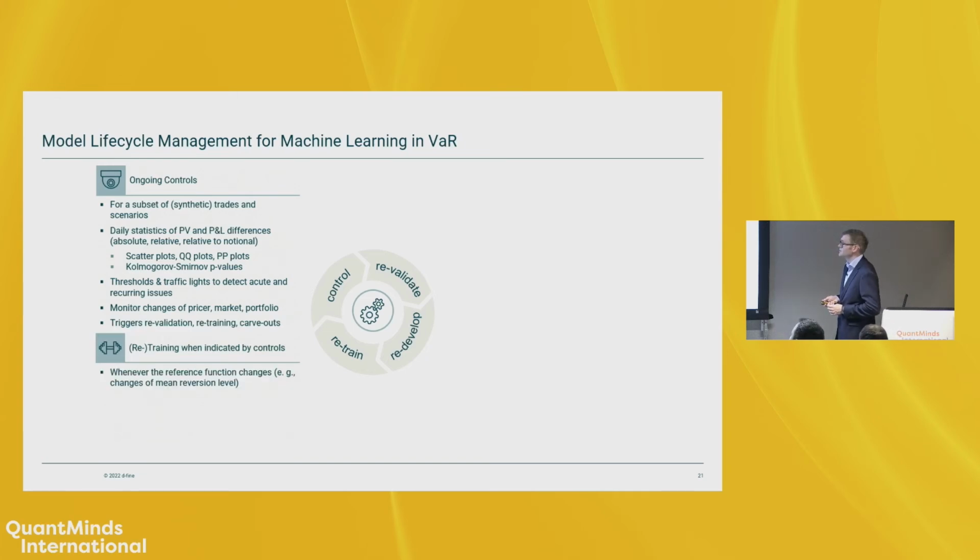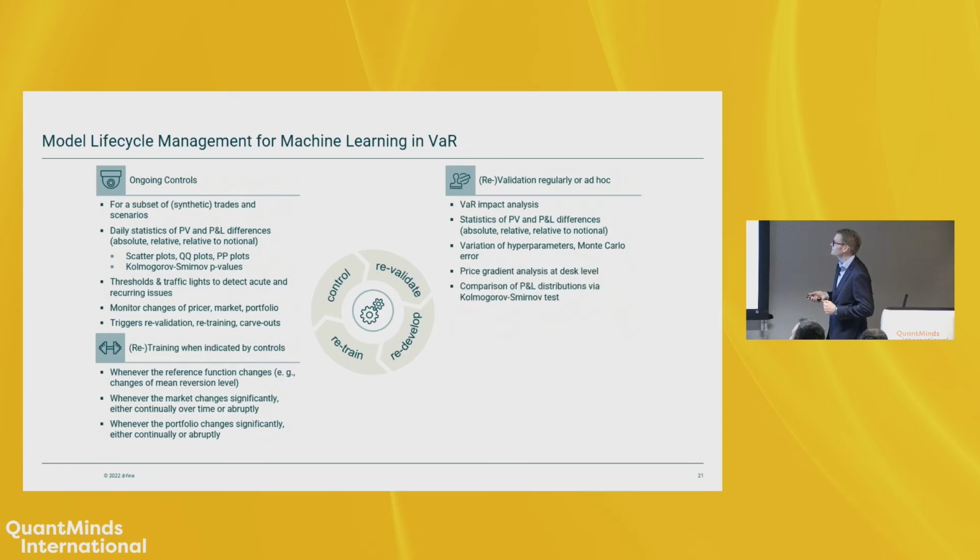So you want automated retraining, or at least you want to have automated warnings whenever retraining might be necessary: when the market shifts, when the portfolio changes maybe, or when the pricing function changes, like when the mean reversion rate of a Hull-White model changes, which shouldn't actually be a parameter that you train to if it is the same for all samples.